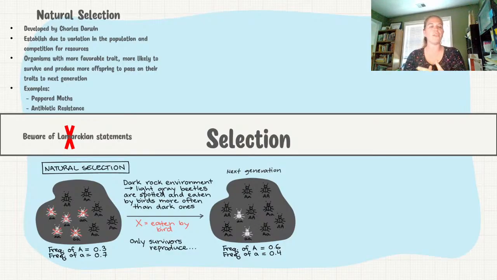So be very careful of talking about inheritance of acquired characteristics. Just because you gain some trait during your lifetime doesn't mean it's being passed on to your offspring. It has to be in those gametes in order for your offspring to get those.